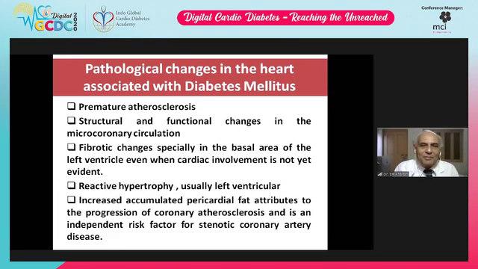Pathological changes in the heart associated with diabetes mellitus are very essential to be understood. First, the premature atherosclerosis, structural and functional changes in the microcoronary circulation, fibrotic changes, especially in the basal part of the left ventricle, even when cardiac involvement is not yet evident, reactive hypertrophy, usually left ventricular, and increased accumulated pericardial fat, which contributes to the progression of coronary arteriosclerosis and is an independent risk factor for stenotic coronary artery disease. These factors must be kept in mind to understand the changes to be described on ECG later on.